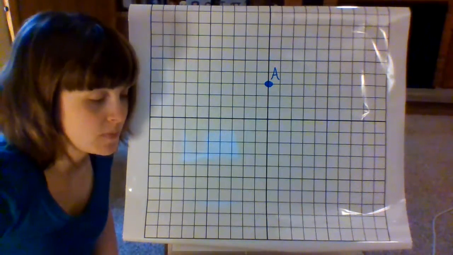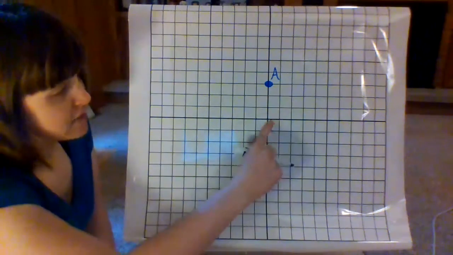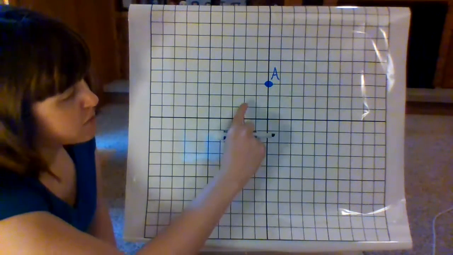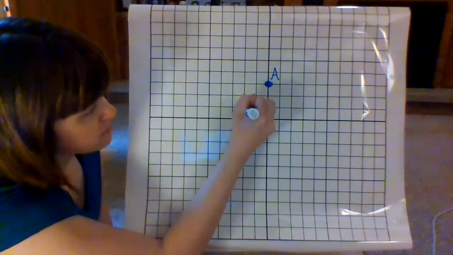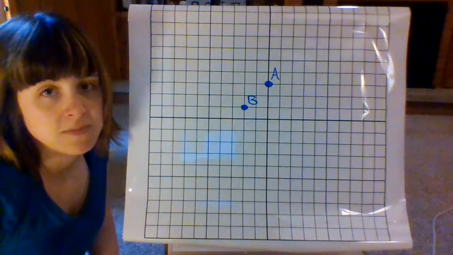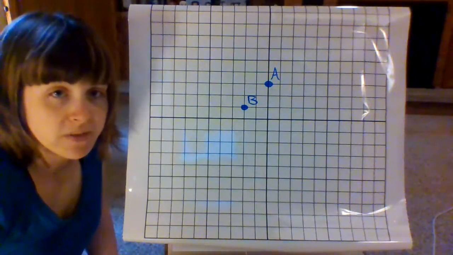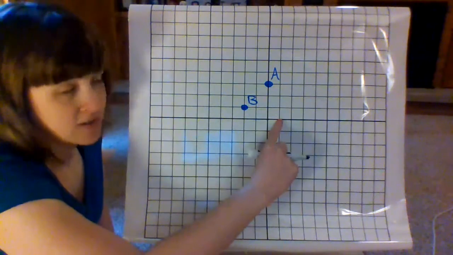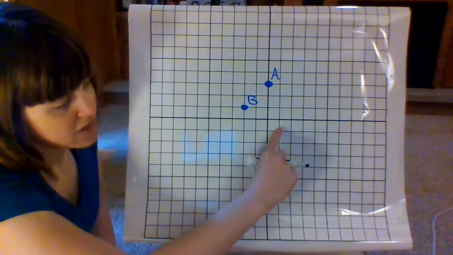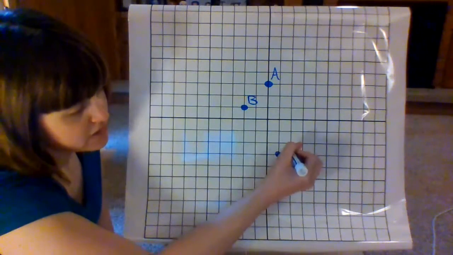Okay. Now the next point is (-2, 1). X's come first, so -2, 1. Right here. And that is point B. Now, the third one, C, is (1, -3). So x is positive 1, y is -3. So down 3. 1, 2, 3. Right here, this is point C.